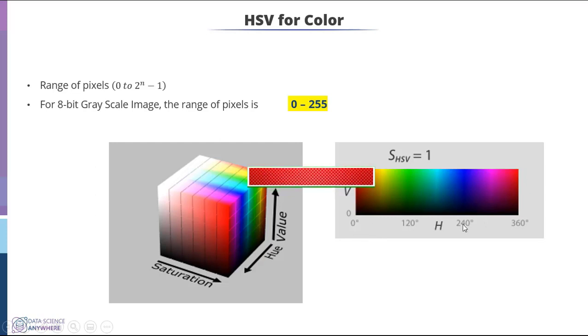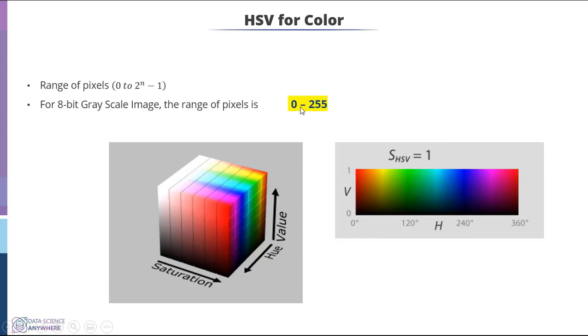The range of hue is between 0 and 360 degrees. 0 degrees is basically the red color, 120 degrees is the green color, and 240 degrees is basically the blue color. So whatever angle you want to set will define that particular color, and this is for one particular saturation.